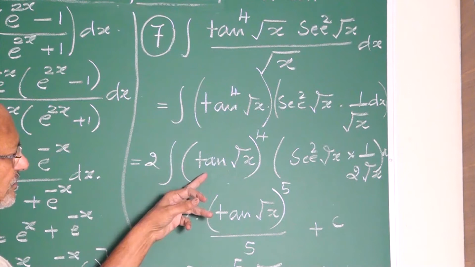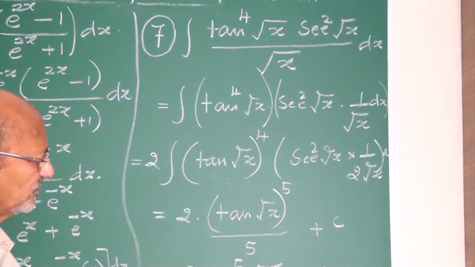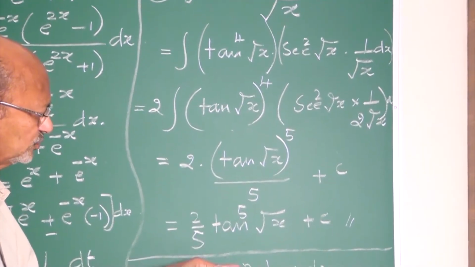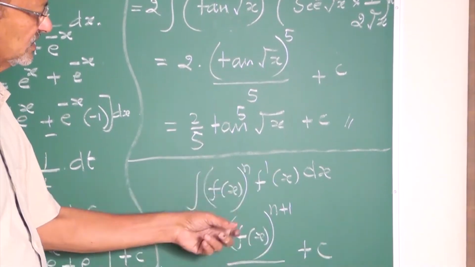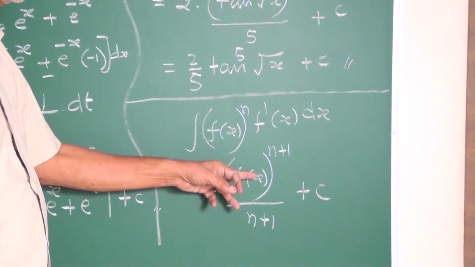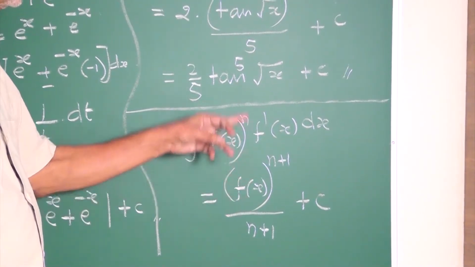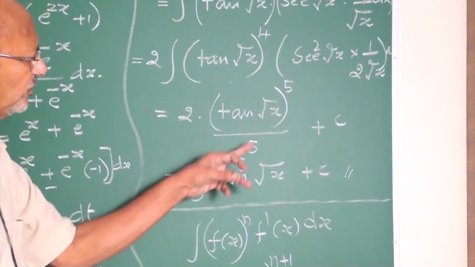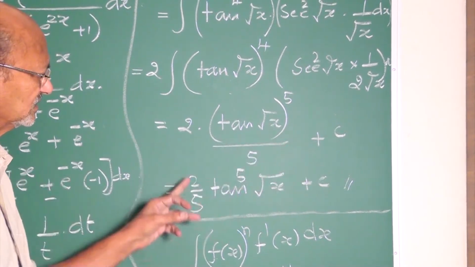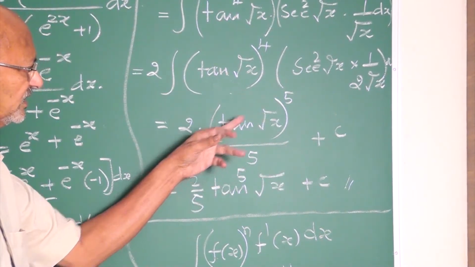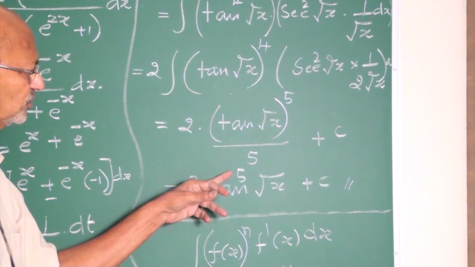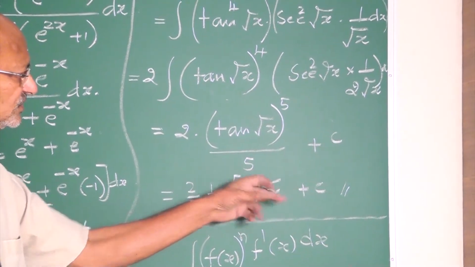Now it becomes what? f(x) to the power 4 into f dash x. By this formula, it is f(x) to the power 4 plus 1 upon 4 plus 1 plus c. What is 4 plus 1? 5 upon 5 plus c. 2 by 5, this, my friend. Tan to the power 5 root x plus c.